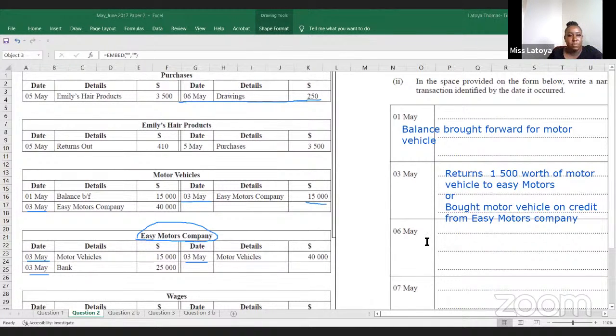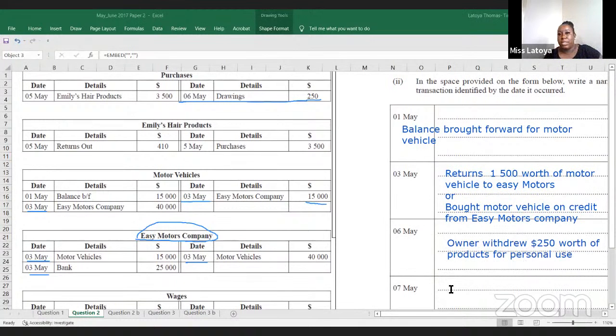So a simple narrative for this transaction would be owner withdrew $250 worth of products for personal use. All right. Let me write that over. Owner withdrew $250 worth of products for personal use.